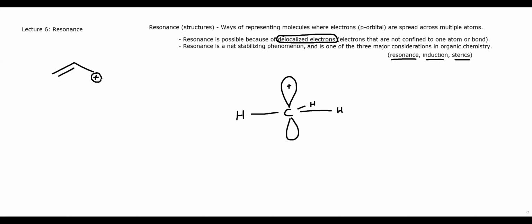Getting right into resonance, let's look at this simple example to get an idea of what's going on. We have this carbocation, a 3-carbon chain, 1, 2, 3, and we have this double bond here. So we have a double bond next to a carbocation. What I'm going to do is draw a curved arrow.